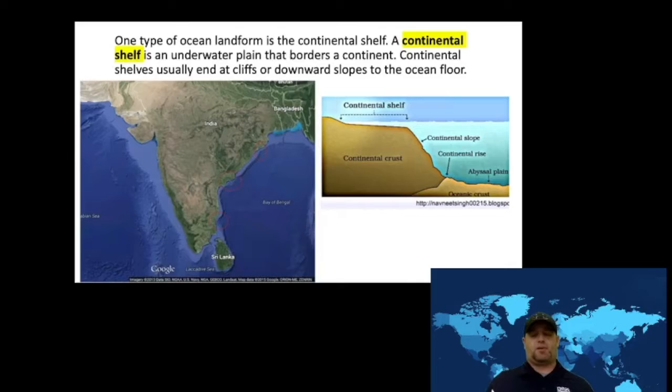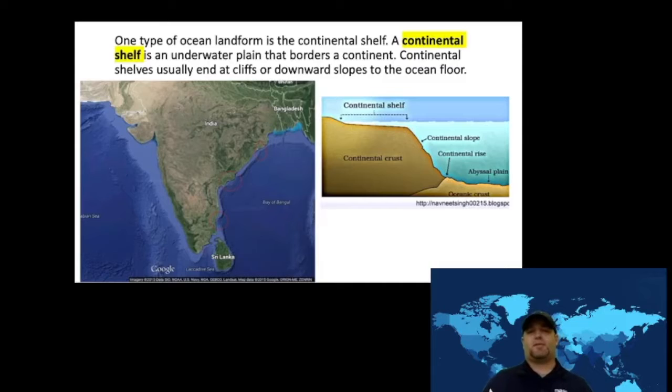One type of ocean landform is the continental shelf. A continental shelf is an underwater plain that borders a continent. Continental shelves usually end at cliffs or downward slopes to the ocean floor.